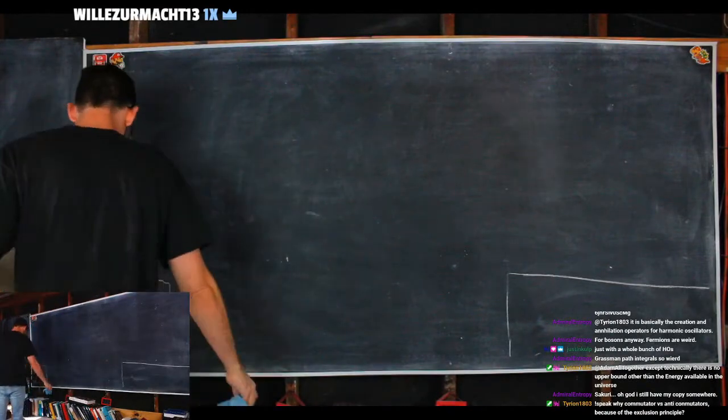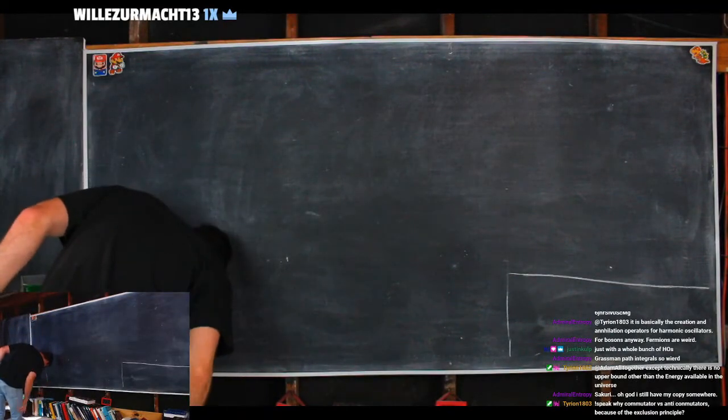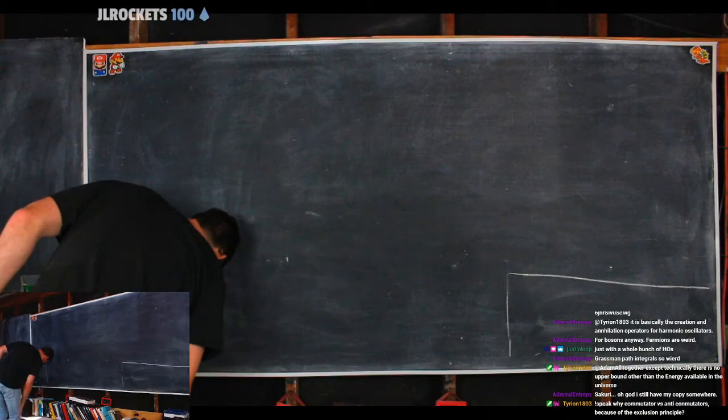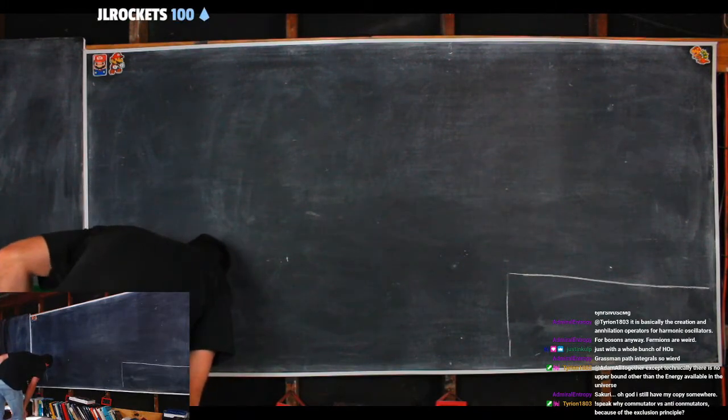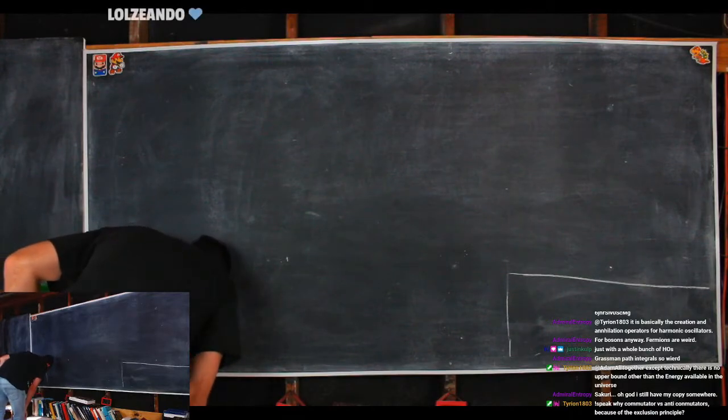Why commutator versus anti-commutators? Because of the exclusion principle. Yes, exactly. You still have your copy somewhere, Admiral. There you go. Sakurai's great. Grassmann path integral is so weird. I do those all the time.